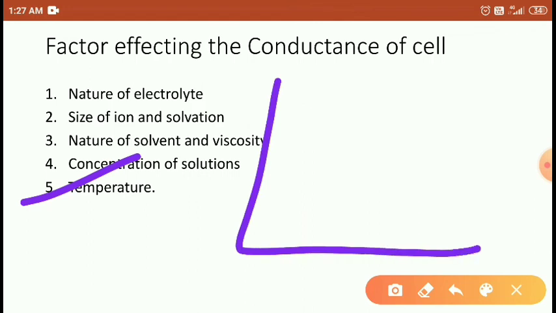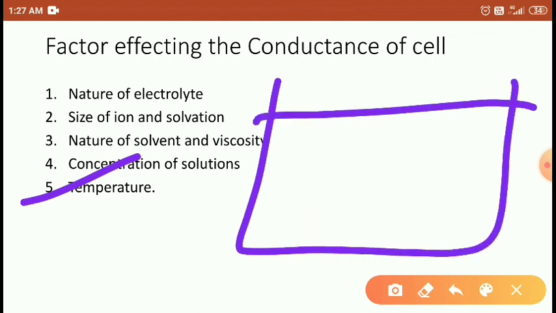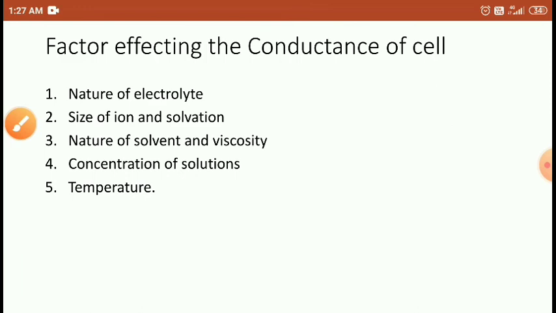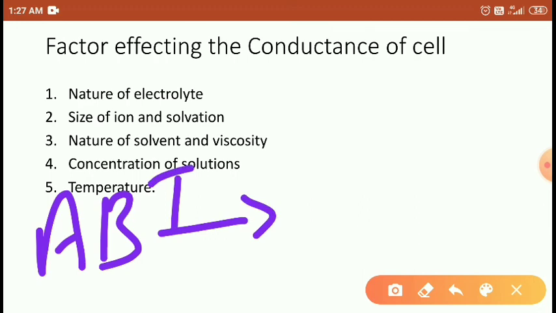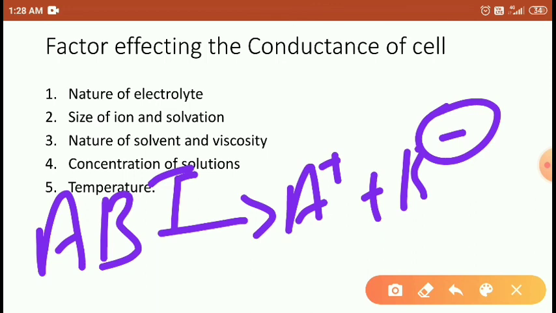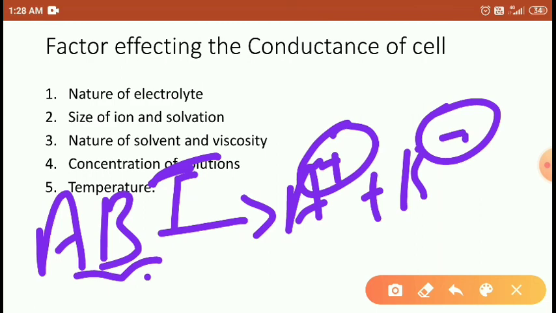Temperature. In the solution, as the temperature increases, the ions more easily dissociate. Ionization occurs, and due to the ionization it more easily conducts electric current. For example, take AB. If you apply temperature T, it dissociates to form A plus and B minus. Right students, if the temperature increases, the substance more easily dissociates to form ions, so it more easily conducts electric current. So these are the factors affecting the conductance of cells.